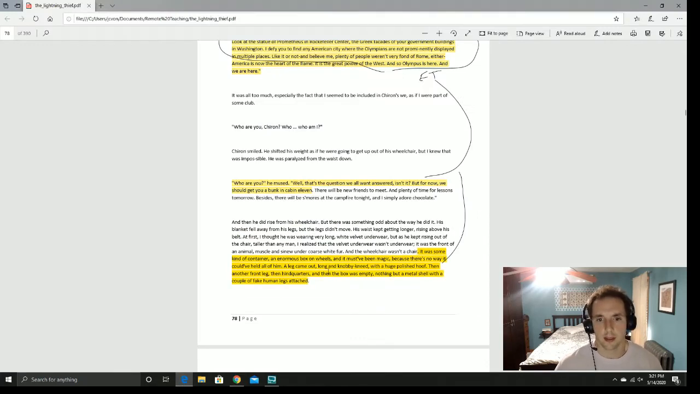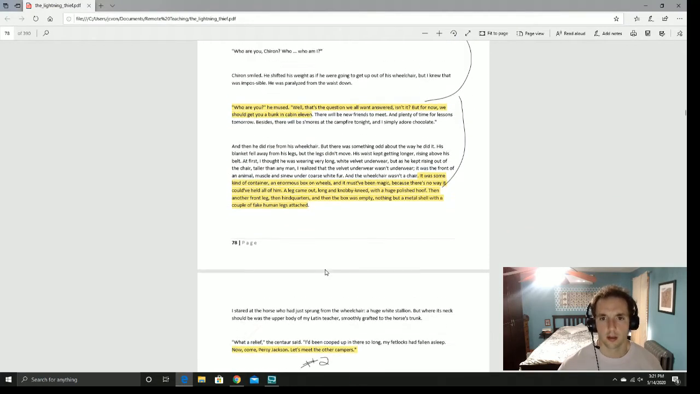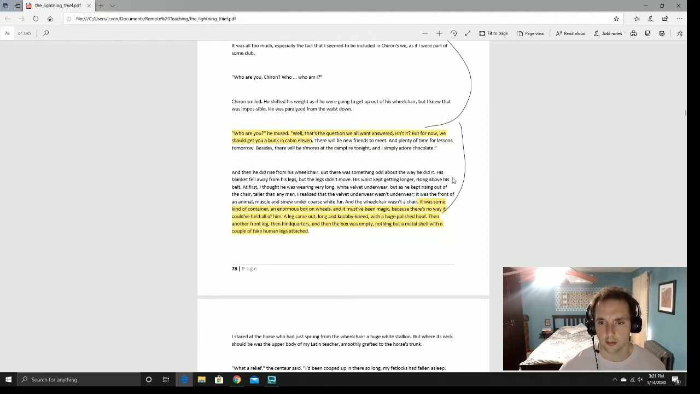Now, a little bit later on, the characters help us understand, because it says, who are you? This is Chiron speaking. It says, who are you, he mused? Well, that's the question we all want answered, isn't it? But for now, we should get you into a bunk in cabin 11. And so the characters right here, they aren't sure who Percy is. Percy's not sure who he is. Chiron's not sure who he is.